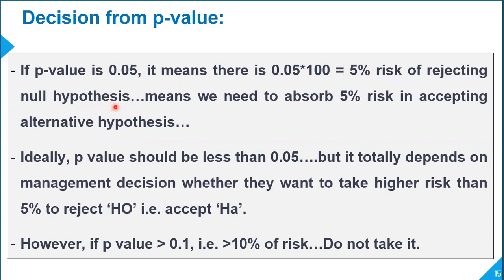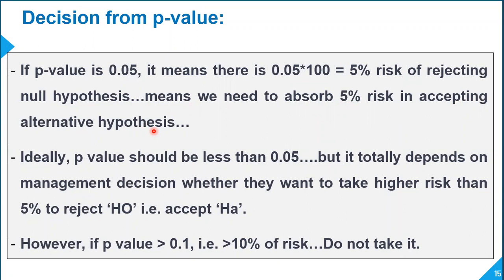And what is our null hypothesis? That critical x's do not have any impact on a y. That is our null hypothesis. So there is a 5% risk of rejecting null hypothesis. Means we need to absorb 5% risk in accepting alternate hypothesis. Now, what is the alternate hypothesis over here? One or few of the critical x's do have an impact on a y. Right? So by the end of the day, this is what we want to prove, that a few of the x's from the list of critical x's from the CI matrix do have an impact on a y. That is our problem.